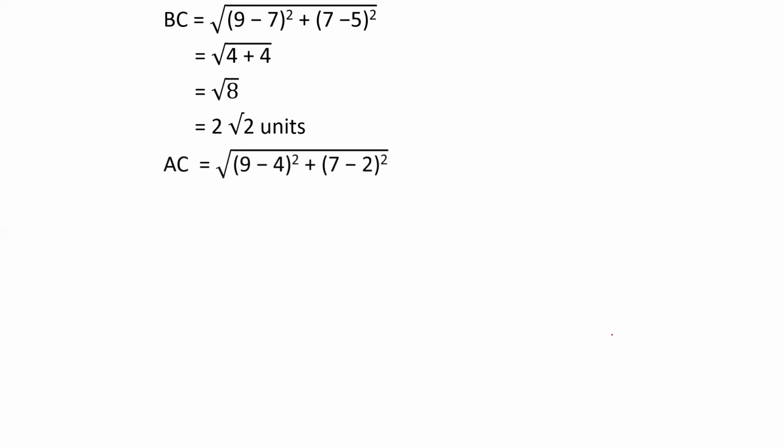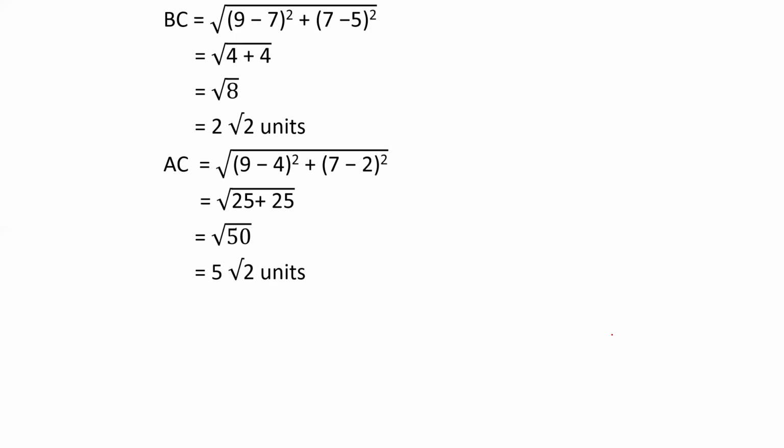And let me find BC now. By substituting the values here, 9 minus 7 square plus 7 minus 5 square, root 4 plus 4 is root 8, which can be written as 2 root 2. So previously I got AB as 3 root 2 and here BC is 2 root 2. And let's find AC. Root of 9 minus 4 whole square plus 7 minus 2 whole square, which gives 25 plus 25. That is root 50, and it can be written as 5 root 2.